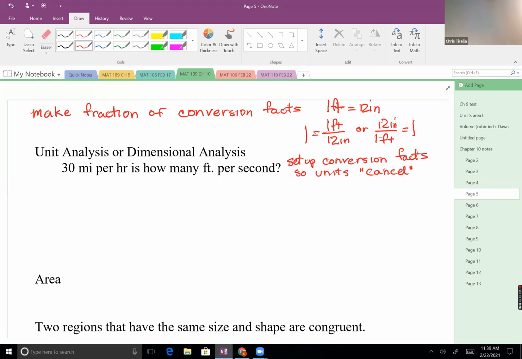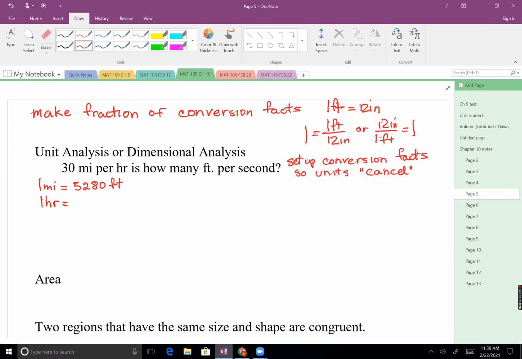I have here 30 miles per hour, and I want to convert it into feet per second. Well, let's see. I know that 1 mile is 5,280 feet. I need that. Let's see. I need to know something about an hour. What can you tell me about an hour?